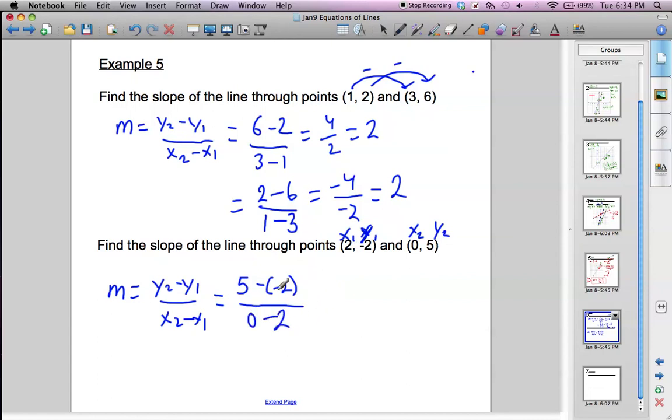Change in the x. So remember now, 5 minus negative 2 is like 5 plus 2, which is 7. And in the denominator, 0 minus 2 is negative 2. So we can write that as negative 7 over 2 or negative 3.5. Usually we prefer a fraction answer for a slope because if we want to graph it, this tells us we can go down 7 and right 2 to get our points. Down 7, right 2, down 7, right 2, you know what I mean? So we usually write slope answers as fractions.